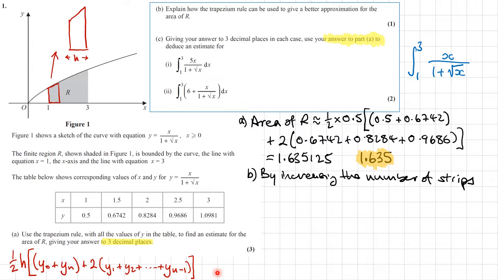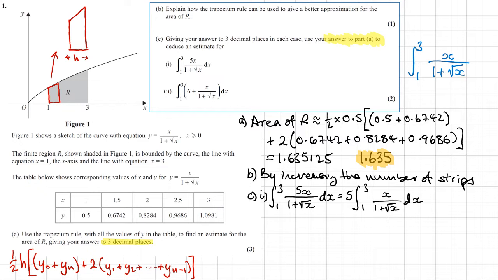And actually what I've got in the first part of part C, let's write it down here, is basically this times by 5. So what I'm going to do is to write that integral that's given, 5x over 1 plus root x dx, is equal to 5 times, so I can put the 5 on the other side, x over 1 plus root x dx.